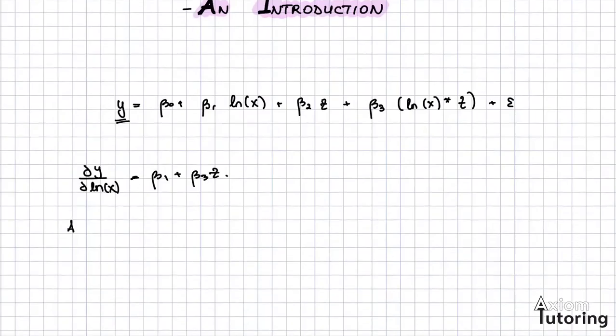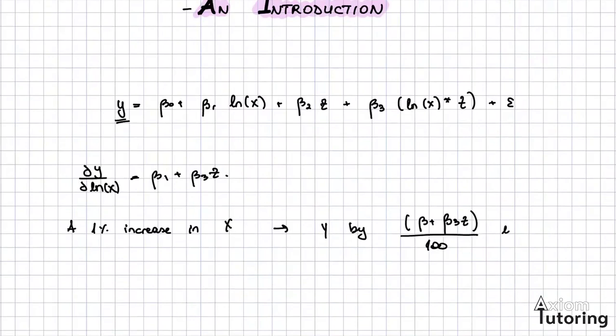what we're going to do now is say that a 1% increase in x is associated with y changing by beta 1 plus beta 3z divided by 100 units. So as you can see, we're linking it to what we have seen in the normal level-log model. But now we have the interaction, so it means that the total effect that we have is the whole beta 1 plus beta 3z, okay? And as you can see, we have the division by 100.